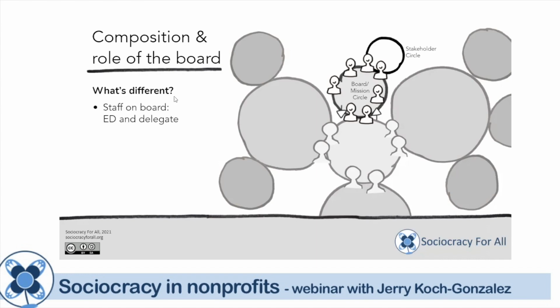So the difference in a sociocratic nonprofit is that on the board would be staff with full consent decision-making rights. So the executive director and a delegate from the general circle would be serving on the board as full members. And depending upon the nature of the organization, there may be some stakeholder representatives on that board as well. And those can be of different kinds. If it's a school, it might be a parents circle. If it's a museum, it might be the Friends of the Museum group. It could be a volunteers circle. It could be a community-based organization in the geographic area or in some way related to the work of the nonprofit.